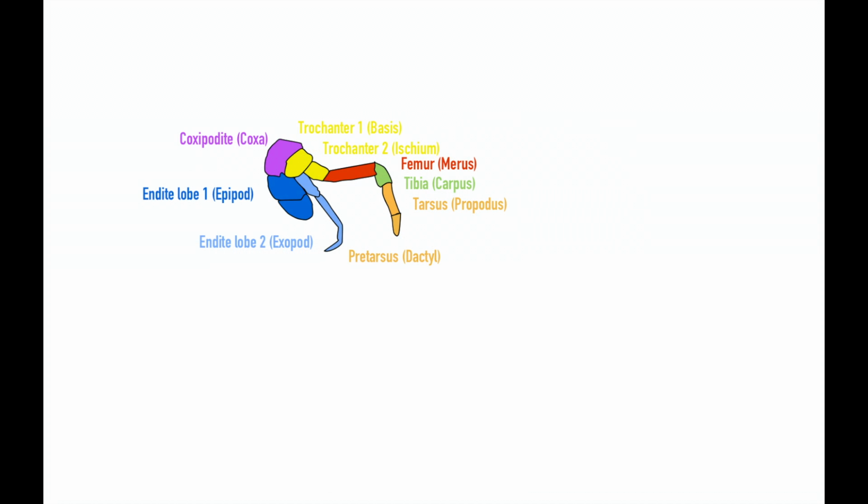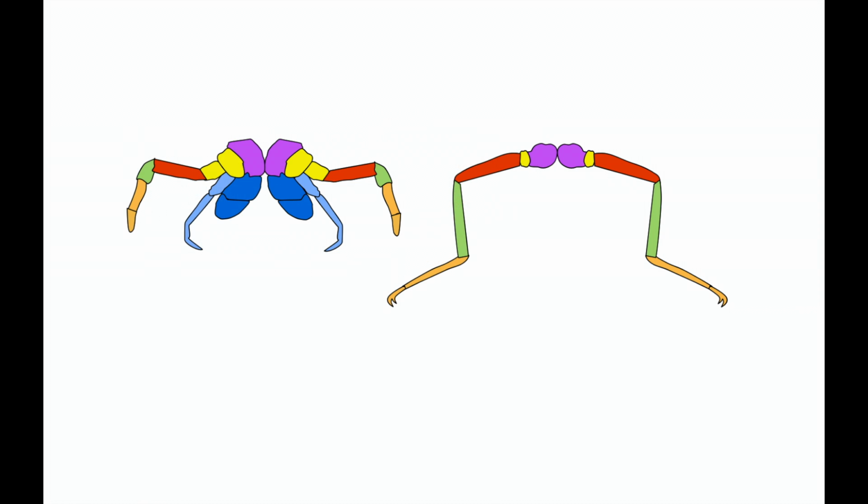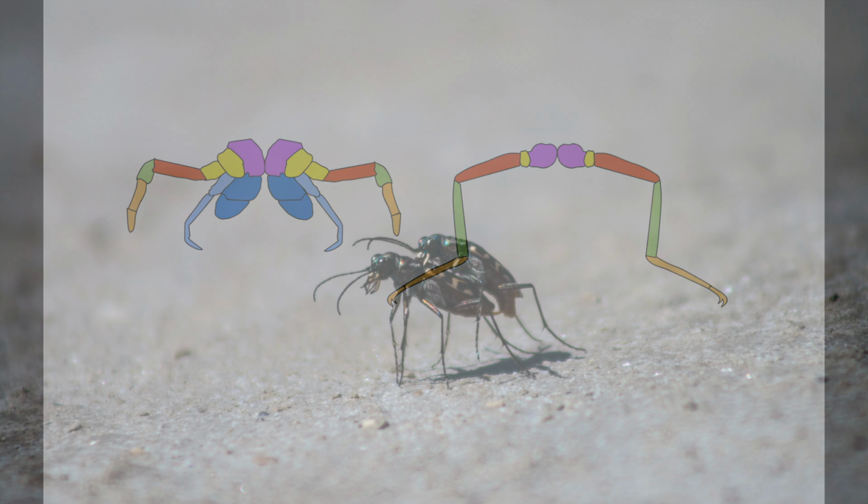For the insect leg to evolve, the endite lobes, shown in dark and light blue, shrunk along with one of the trochanters. The femur, tibia, and tarsi lengthened out, making it easier for them to walk on land. It is important to note that both the tarsus of the ancestral state and the current insect leg have many segments that are not shown here. And that's pretty much it for the insect leg.